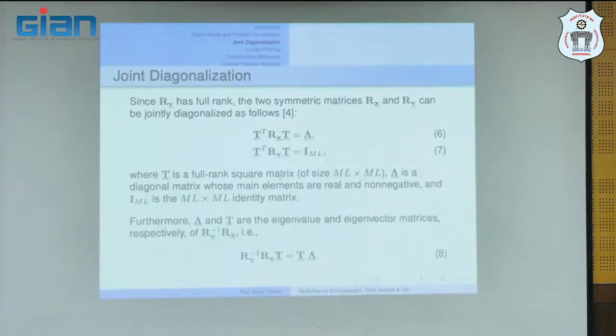Take a look at the properties, open MATLAB. In MATLAB you have GEIG, generalized eigenvalue decomposition. And it's very useful because it makes things much easier. Okay, and the eigenvectors are the columns in the matrix T, and the eigenvalues. So it's actually the eigenvectors of the matrix Rv minus 1 Rx with some normalization.